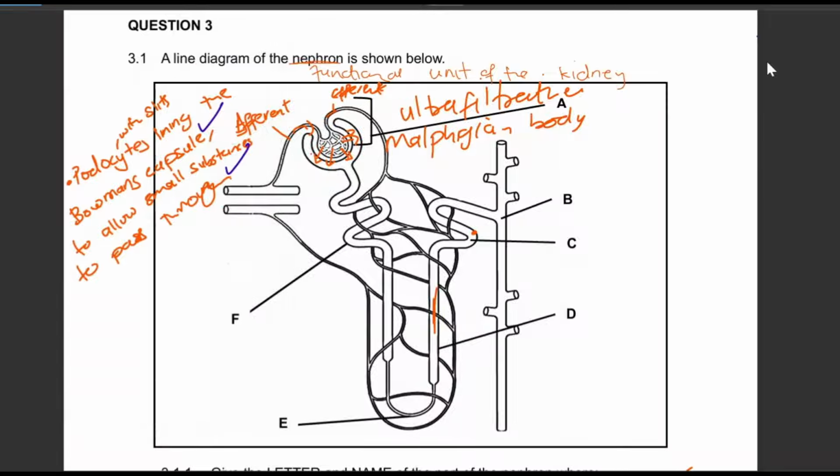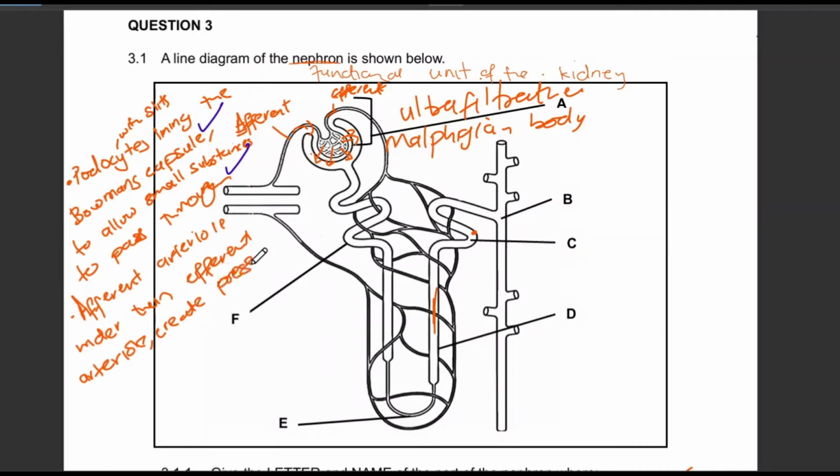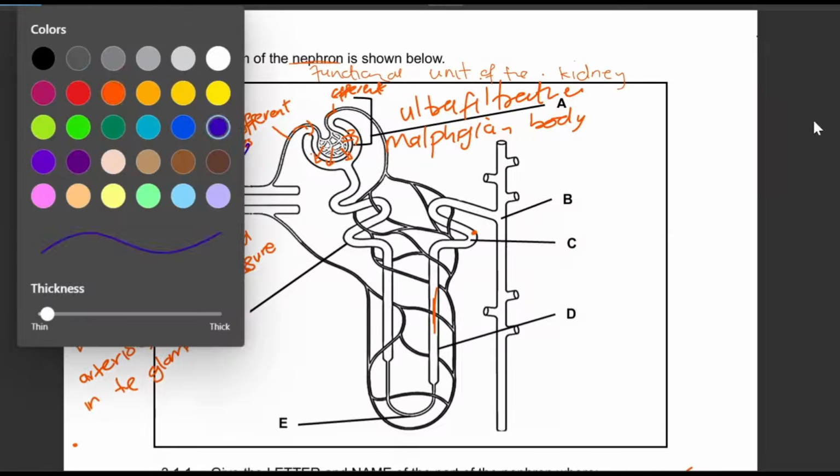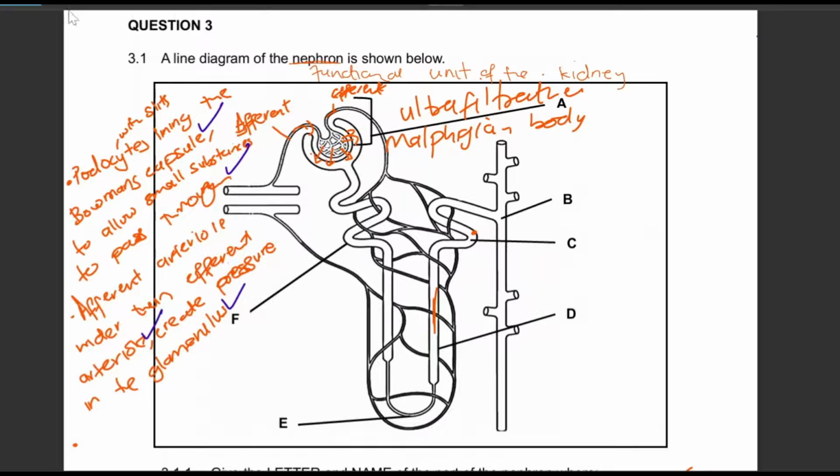That's the first one. Then the second one, we can speak about the difference in size between the afferent and the efferent arteriole. So the afferent arteriole is wider than the efferent arteriole, which will create pressure in the blood in the glomerulus. Let's just summarize it like that. Okay, then how would that be marked? There you go.